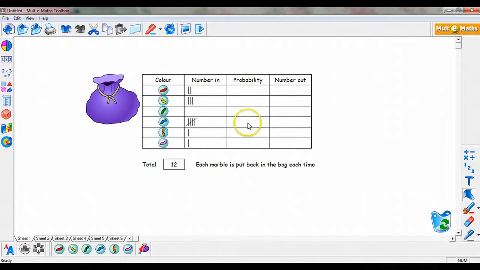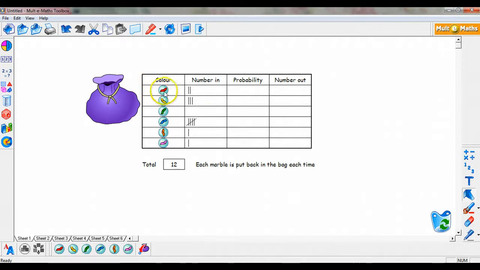What I would then write in this column is the probability, so the chance of a red being pulled out of the entire bag. Note that also down the bottom it says that each marble is put back in the bag each time. So I'd have to discuss that statement with the class and make sure that they understand that every time they pull out a marble, it is the same chance. It's not lessened because the marble is replaced.